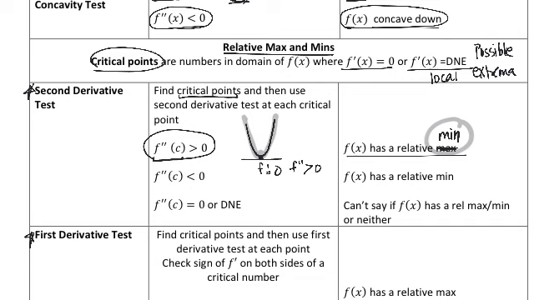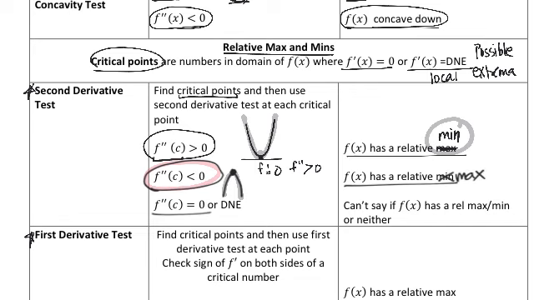Similarly, if f double prime is less than 0, then your graph must be like this. You are at the top of a hill. So if you're at a critical point and f double prime at that point is less than 0, then you have a relative max. Sorry about the typos.